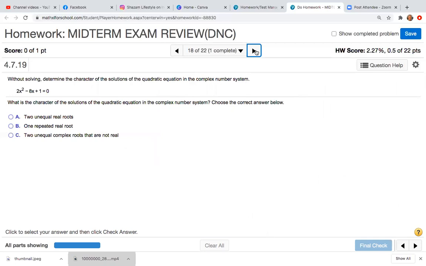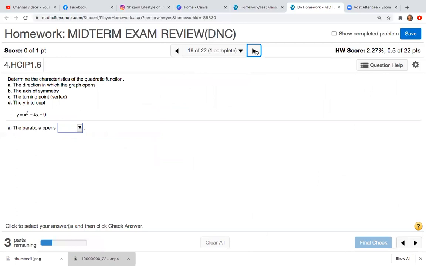All right, guys, here comes the next one. Number 19. Okay, determine the characteristics of the quadratic function. It's y equals x squared plus 4x minus 9. Okay, they want you to determine the direction of opening. X squared is positive, so it's going to open up.